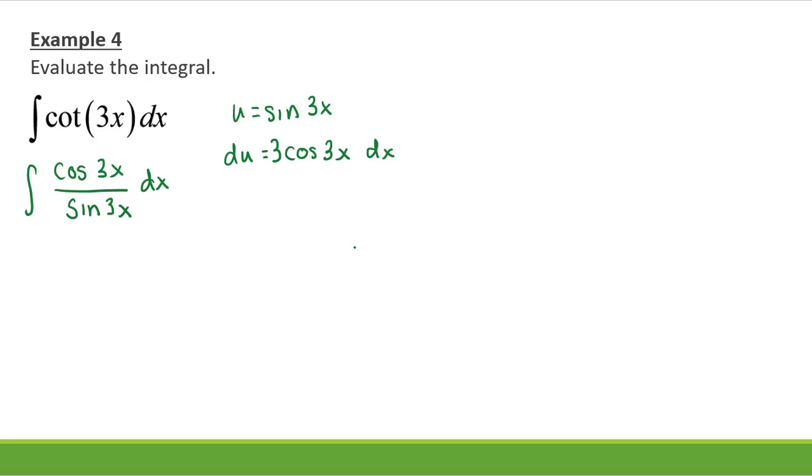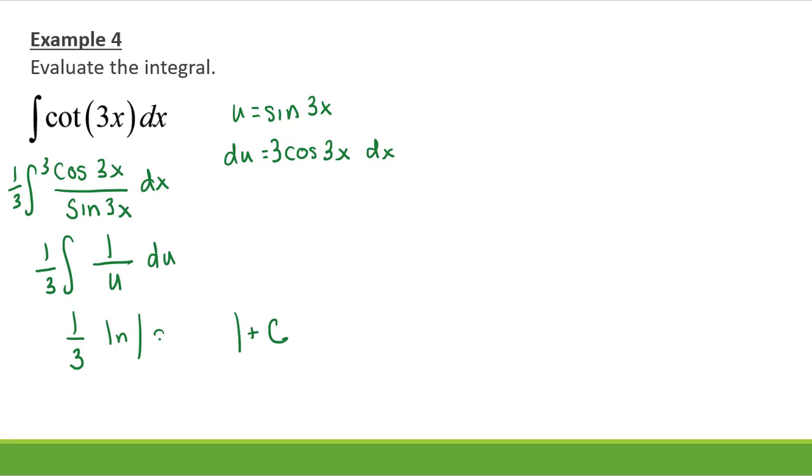So then from here, what I'm going to do is, sorry, I got completely distracted. I need a 3 inside, a 1/3 outside. I'm thinking about something else and trying to record a video, and that just didn't work for me. So 1/3 the integral of 1 over u du, which is 1/3 the ln of my u plus c. My u was the sine of 3x.